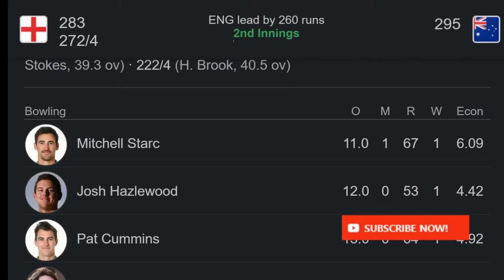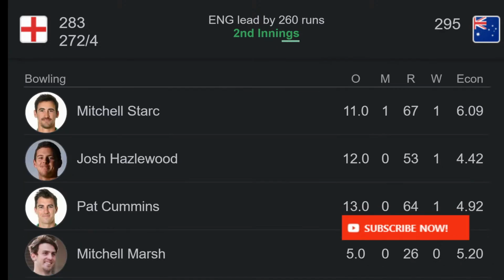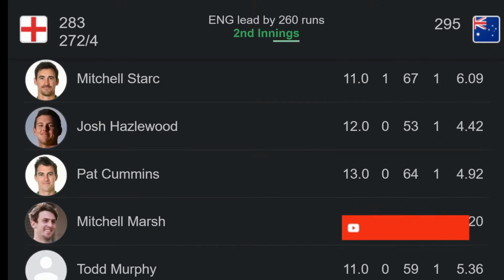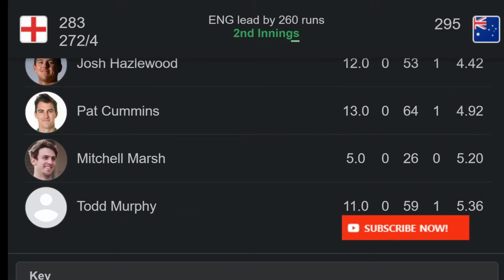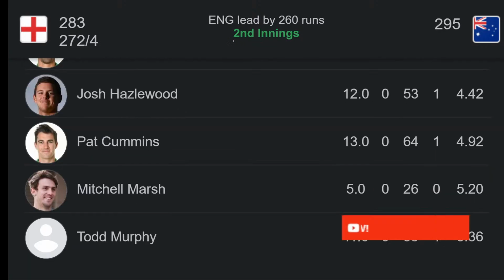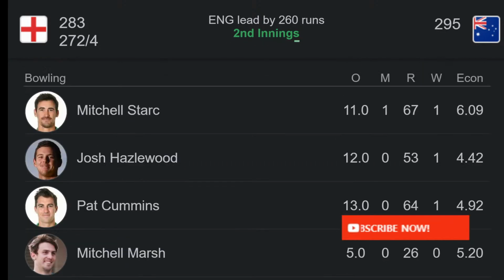Bowling: Mitchell Starc 11 overs, 1 maiden, 67 runs, 1 wicket, 6.09 is the economy. Josh Hazlewood 12 overs, no maiden, 53 runs, 1 wicket, 4.42 is the economy. Pat Cummins 13 overs, no maiden, 64 runs, 1 wicket, 4.92 is the economy. Mitchell Marsh 5 overs, no maiden, 26 runs, no wicket, 5.2 is the economy. And Todd Murphy 11 overs, no maiden, 59 runs, 1 wicket, 5.36 is the economy.